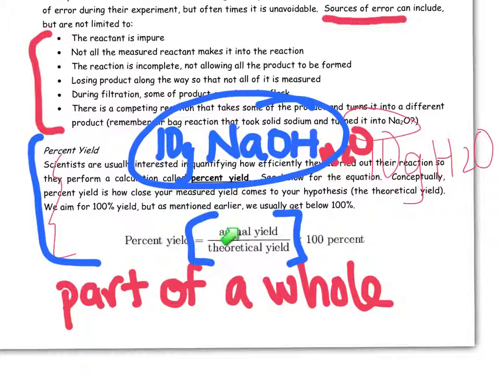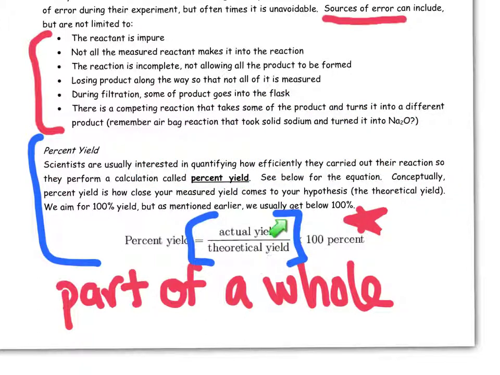So you measured 9 grams, you should have gotten 10, so there's your part of a whole. This will give you a decimal, right? Two numbers divided by each other give you a decimal, and that, my friends, is why we must times it by 100% to get an actual percent. That's how you change a decimal into a percent. And that's the math behind it.